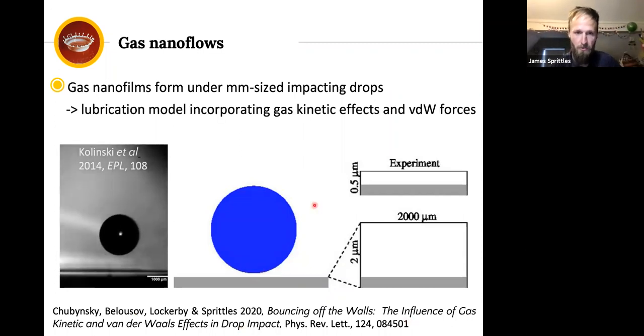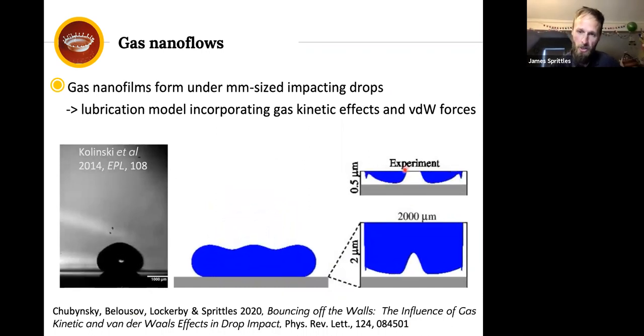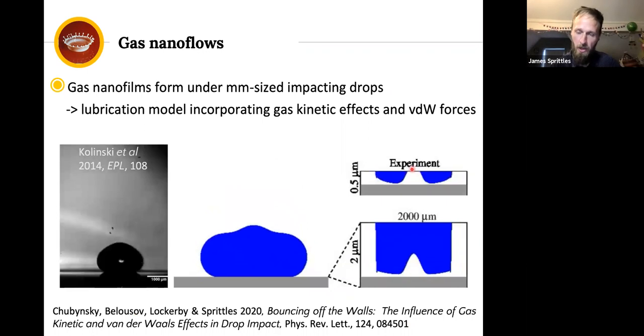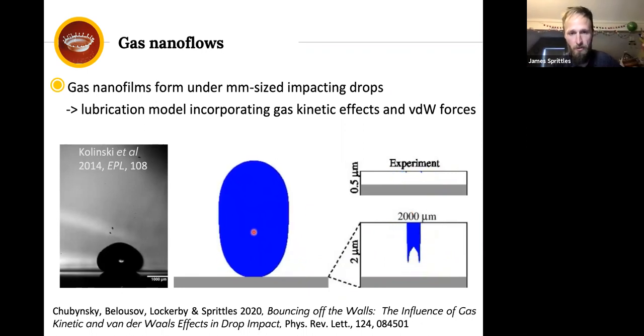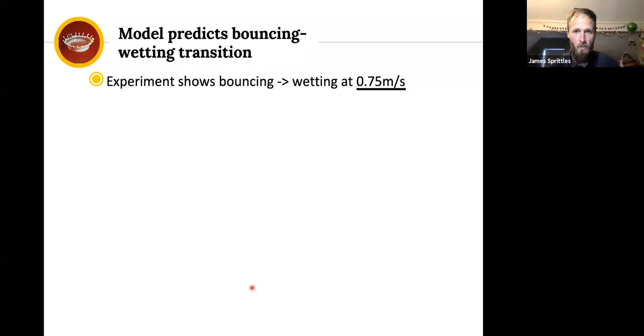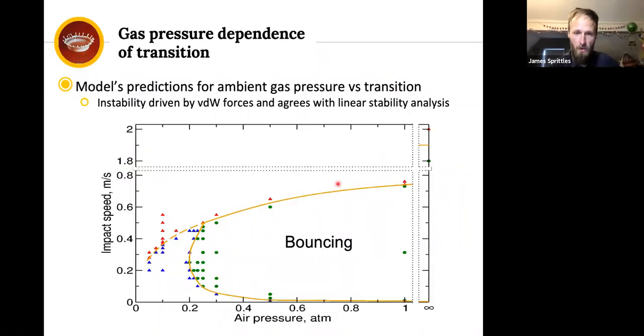So I can show you a simulation from our work, but that shouldn't really convince you that everything works. It should just show you that roughly when the drop doesn't touch, we get the right kind of agreement. But the real test for a theory is whether it predicts the transition between bouncing and wetting. And indeed, we can predict that nicely. The conventional model without gas kinetic effects predicts the transition at 2 meters per second, and our model is around 0.74 as hoped. And finally, we can then do virtual experiments in a vacuum chamber, which haven't been done yet, but would be of interest. And we see the classical model is miles away from this transition.